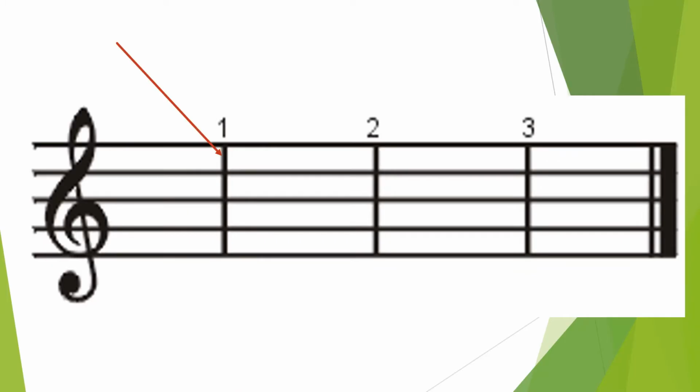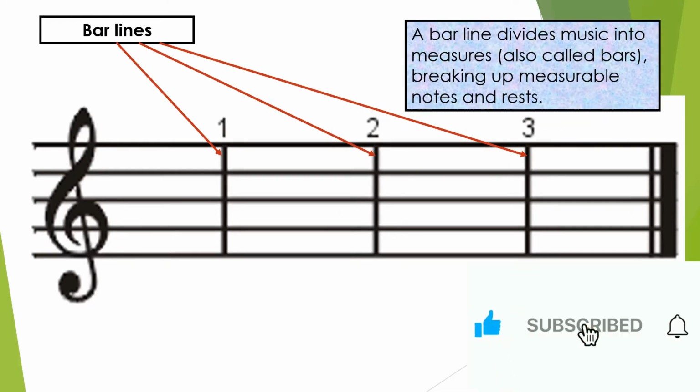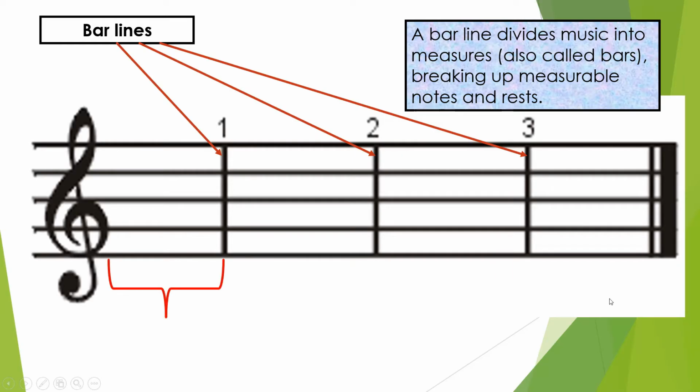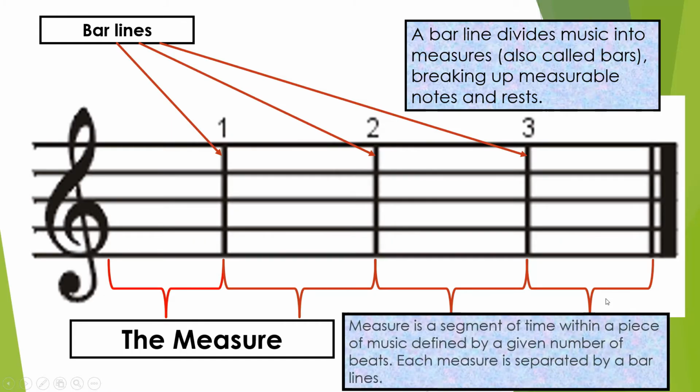The other part is what we call the bar lines. A bar line divides music into measures, also called bars, breaking up measurable notes and rests. So this part is what we call the measure. The measure is a segment of time within a piece of music defined by a given number of beats. Each measure is separated by bar lines.